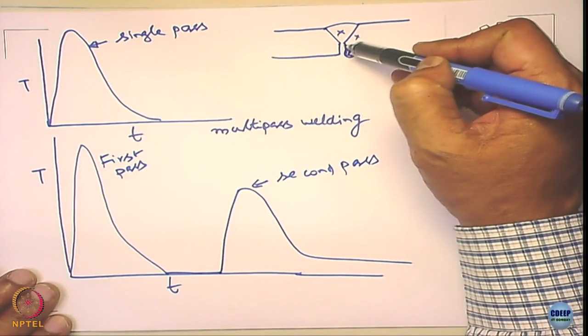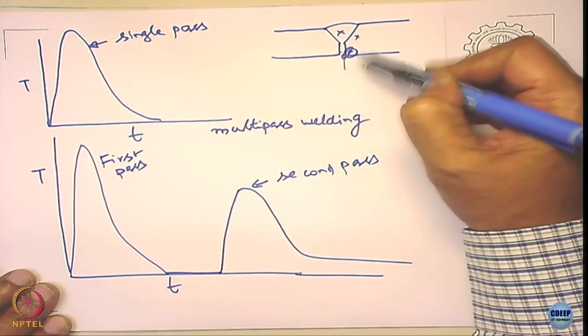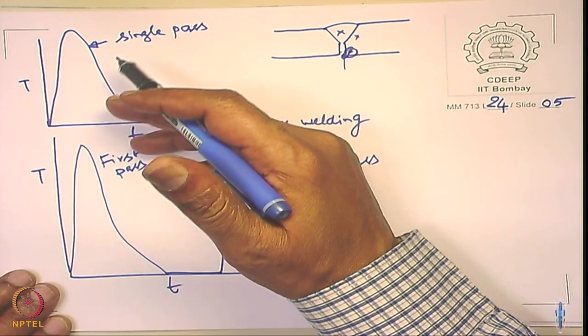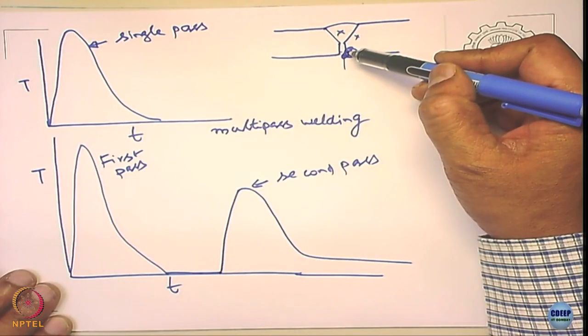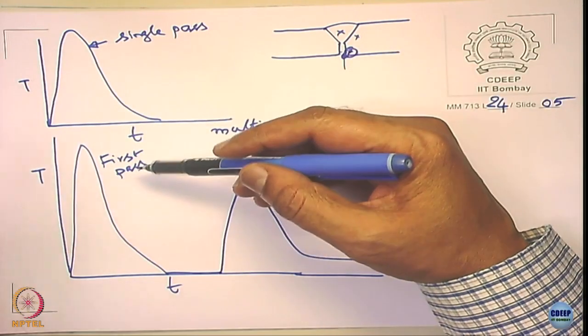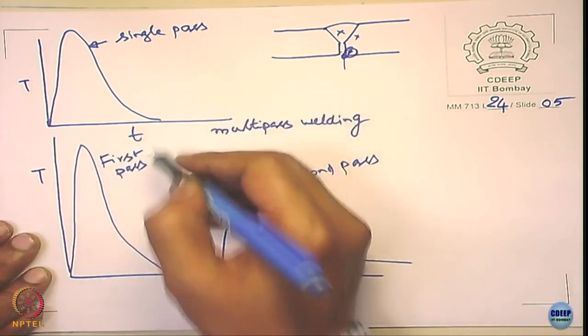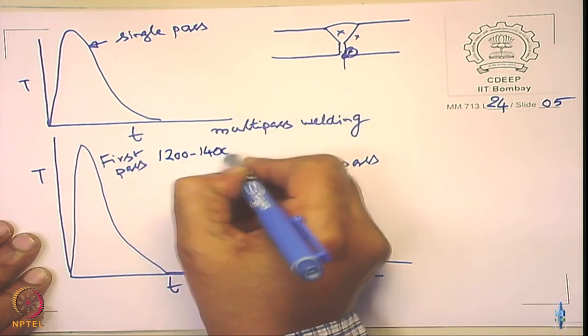In the first pass, when I weld at this location, the temperature goes very high, maybe around 1200, 1300. It does not melt. Please look at next to the fusion zone, it does not melt, but the temperature goes much higher than the weld decay zone. Maybe the temperature may be around 1200 to 1400.